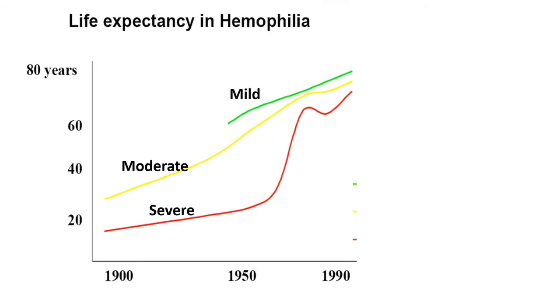You can see in this slide how important this availability of these products has been. You can see that the life expectancy of people with hemophilia was, especially in the severe form, very low when you compare it to the normal population up to the late 1950s, and then it started to go up significantly, very high, much higher over the 1960s, 70s, and 80s.